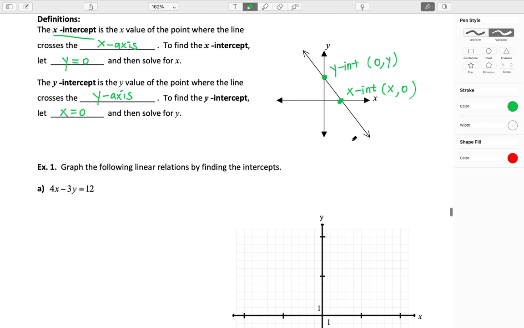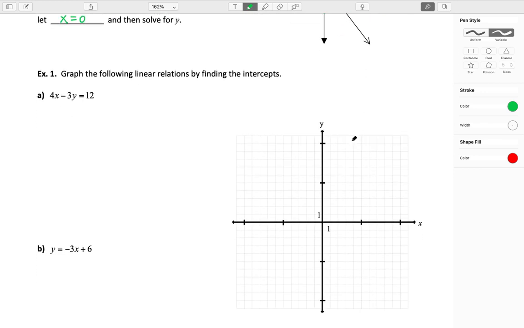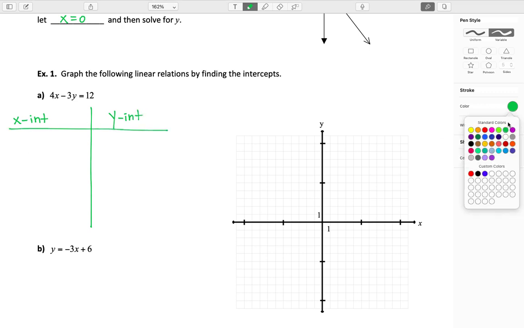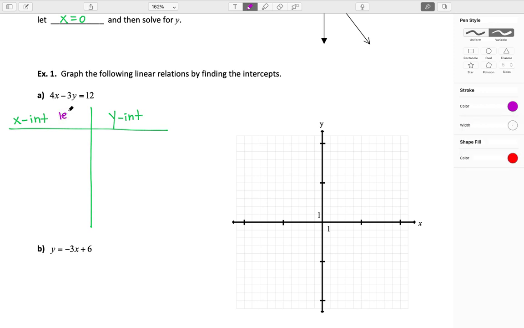Okay, now let's try example 1. It says find the intercepts, and then we have to graph this linear relation. As you can see, this is not in slope y-intercept form. So in order to do the intercept method, first I'm going to divide it into two sections, x-intercept and y-intercept.